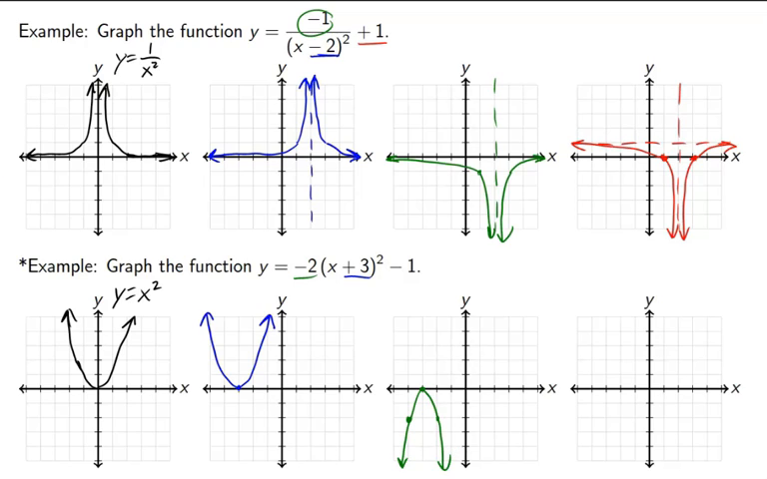And then finally we've got the minus 1. The minus 1 is a vertical shift, so it shifts all of our points down by 1, and I get the graph looking something like this. That's our final answer.